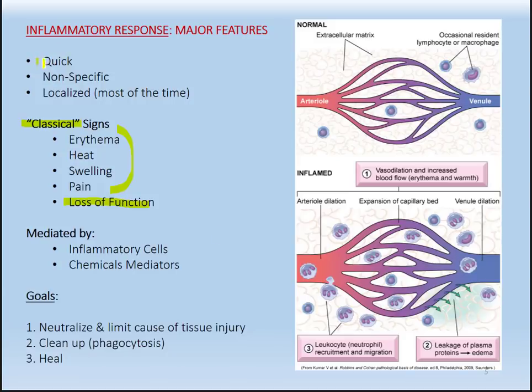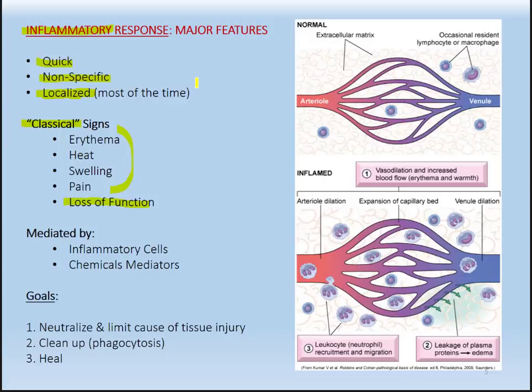A few other details: inflammatory response is considered very quick. It happens much faster than, say, our third line of defense, which involves our acquired immunity. Inflammatory response, unlike acquired immunity, is non-specific. And what that means is that it really just happens the same way every single time, whereas acquired immunity is more of a specific reaction. And it's mostly localized, and that's actually one of its important features when it comes to an inflammatory response.